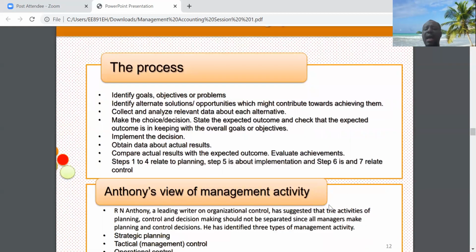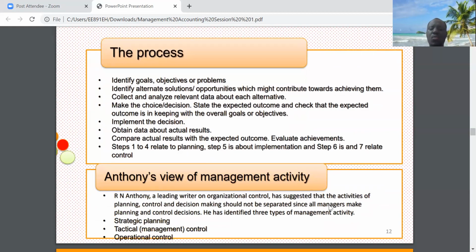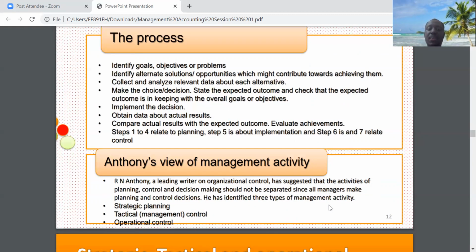Now let's look at Mr. R.N. Anthony's view when it comes to management activities. R.N. Anthony was a leading writer on organizational control, and he suggested that activities of planning, control, and decision-making should not be separated, since all managers make planning and control decisions. So he's saying that planning, control, and decision-making are intertwined, and managers make all of them. He identified 3 types of management activities: strategic planning, tactical control, and operational control, which we'll talk about in the next slide.